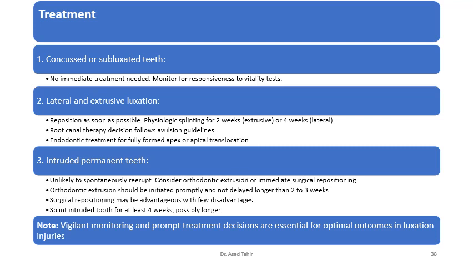Intruded permanent teeth are unlikely to spontaneously re-erupt. Consider orthodontic extrusion or immediate surgical repositioning. Orthodontic extrusion should be initiated promptly, not delayed longer than 2 to 3 weeks. Surgical repositioning may be advantageous with few disadvantages. Splint intruded tooth for at least 4 weeks, possibly longer. Note: vigilant monitoring and prompt treatment decisions are essential for optimal outcomes in luxation injuries.